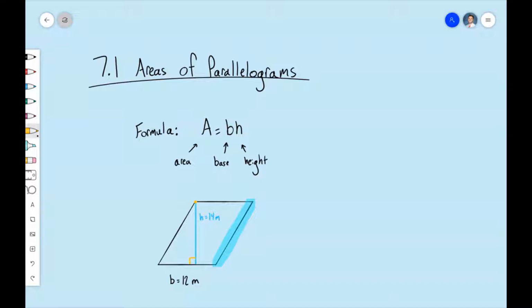So if we want to find the area, we know that the area is equal to the base times the height. In this case, our base is 12 and our height is 14, so we can substitute those two values. Our area is equal to 12 times 14. Go ahead and solve that. So we get our area is equal to 168.